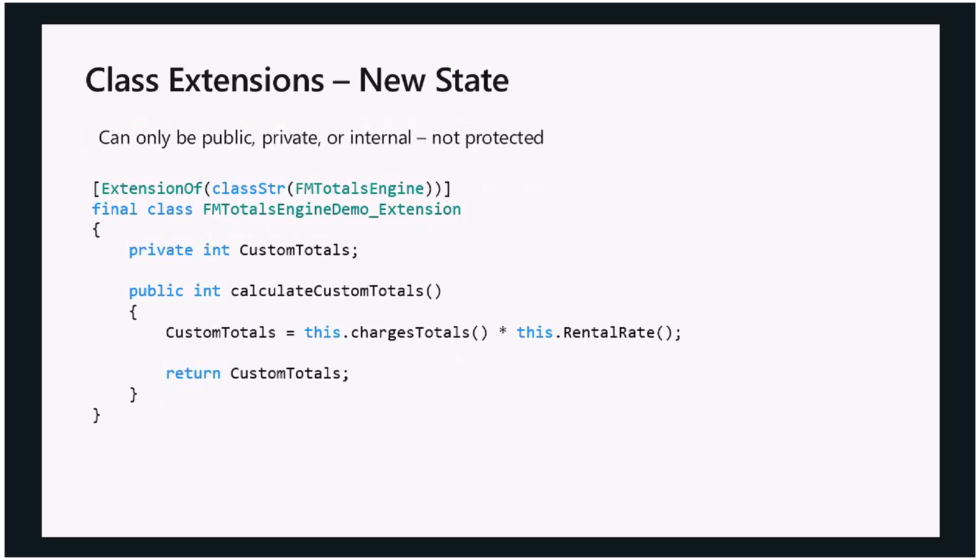Extension classes can also add new member variables with access modifier of public, private, or internal. So protected is not allowed. This state can then be used in the extension methods or client code if it's public. So this new member variable added to the core class is then usable via any extension methods added in this extension.